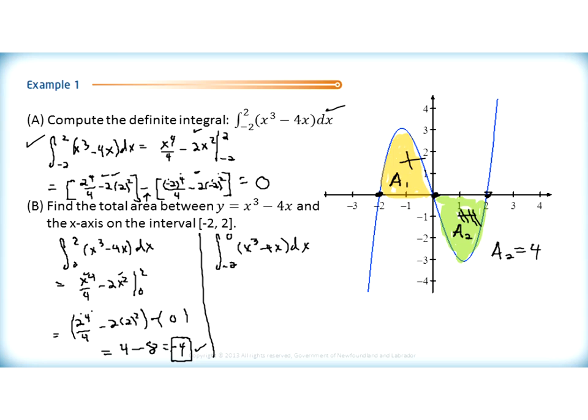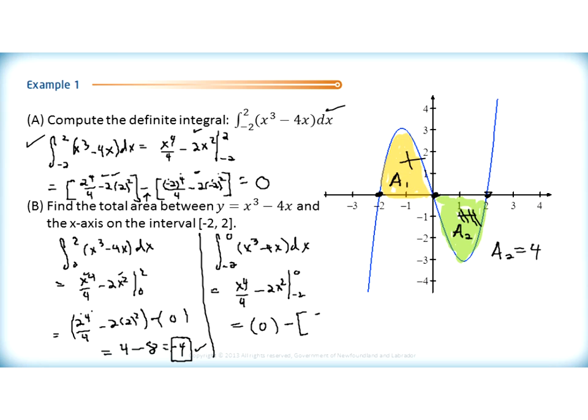So if I do that, what I've got is x to the power 4 over 4 minus 2x squared, going from -2 up to 0. So I'm going to cheat and say the first one is going to be 0 because they both have x's in them, so they're both going to make 0 there. And then I have to subtract what I get when I evaluate it at -2.